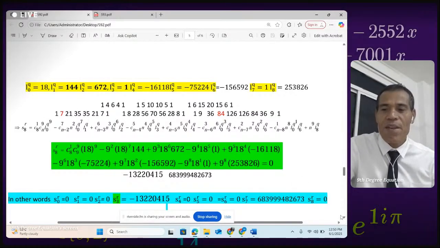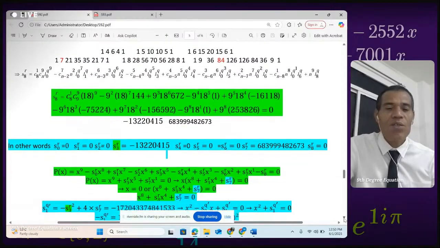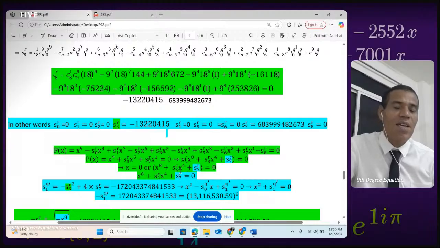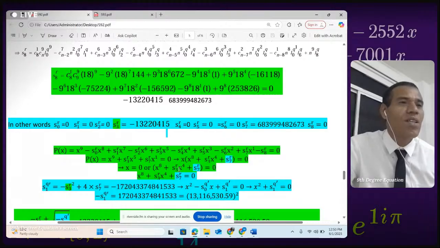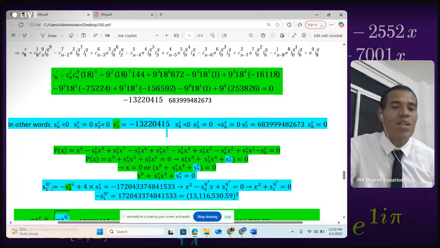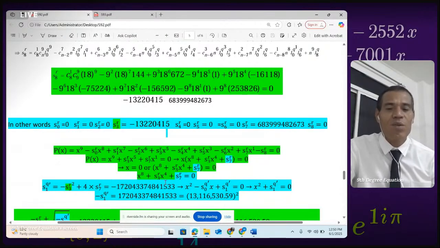Okay. Then we obtain a new 8th-degree polynomial equation, x^8 plus S3 x^4 plus S7. This is a quadratic equation. Just set y equal to x^4, and we will obtain a 2nd-degree equation in terms of y. Okay, then you use the discriminant, which is negative S3 squared plus 4 times S7. This one is equal to a negative number.